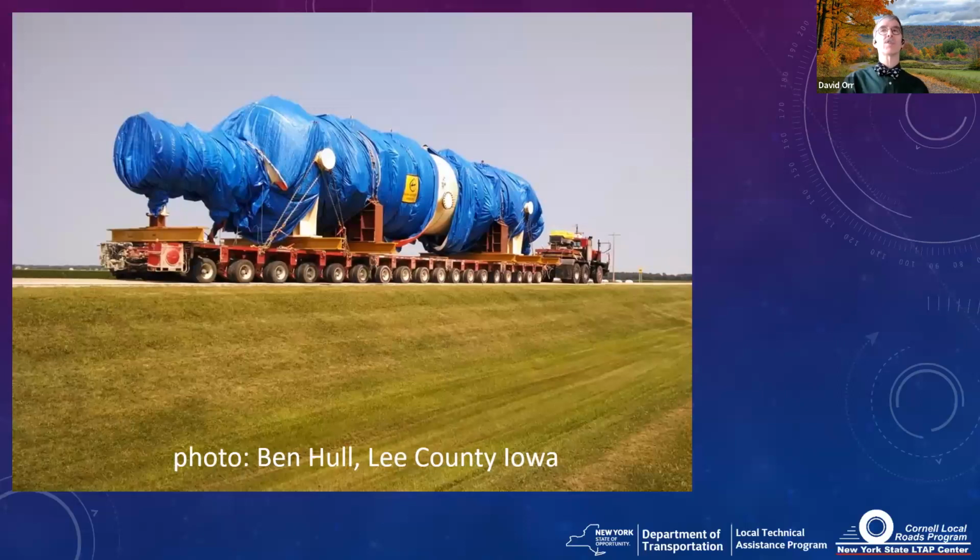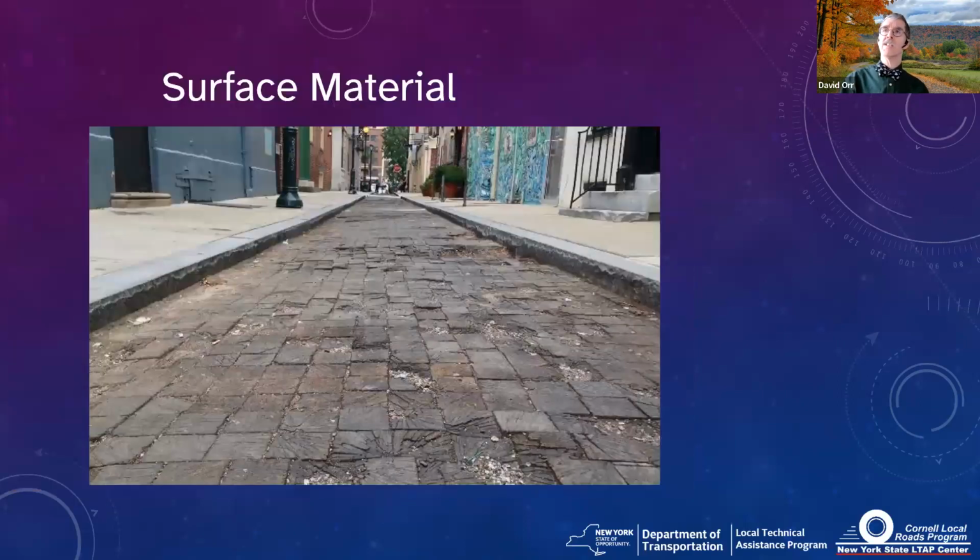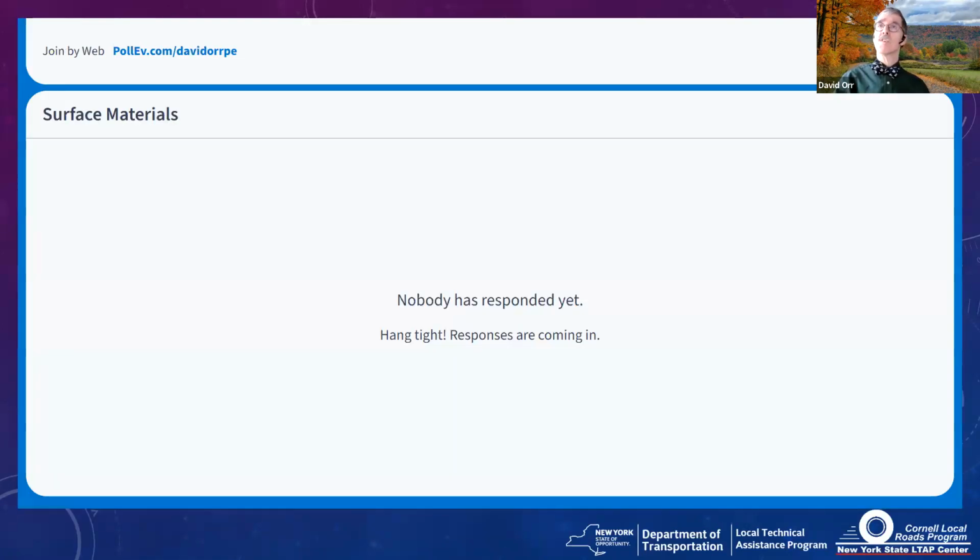Now, there are different surface materials that are available for roadways. Some people love their gravel. Some people love their asphalt paving. But the key is the surfacing helps with drainage, and the surface helps with dealing with the tires and the trucks and all that stuff. This is a wooden street in Philadelphia. What other kind of surface materials have you seen or worked on in your career?